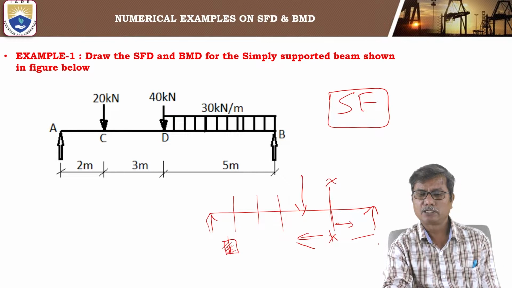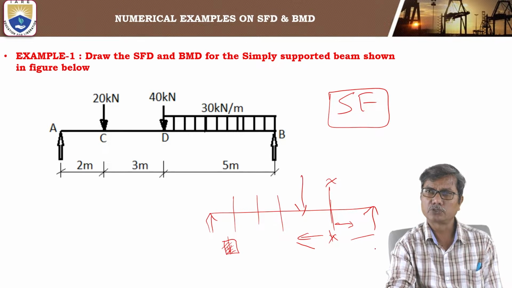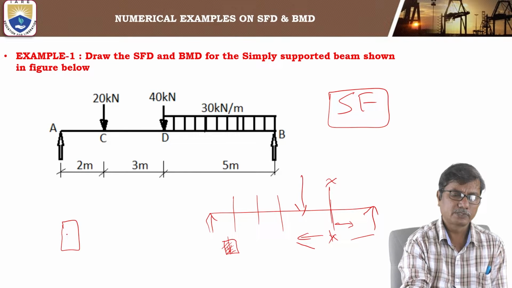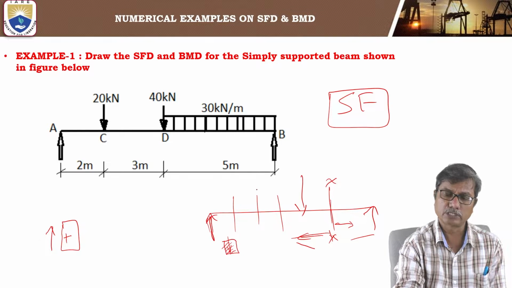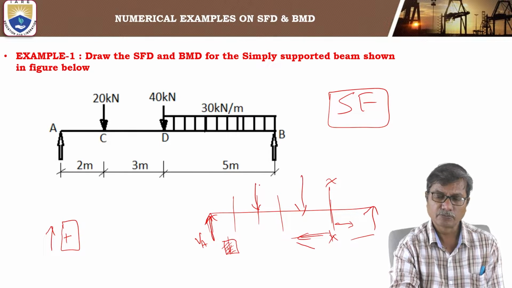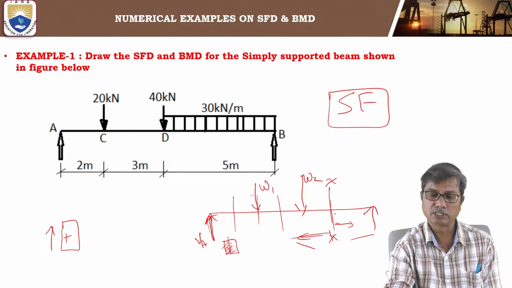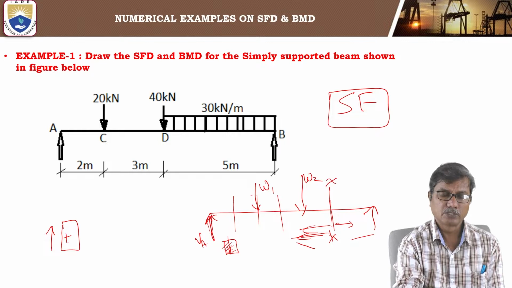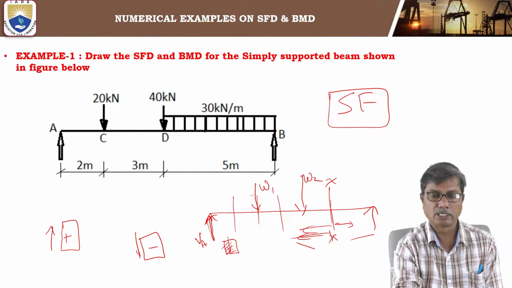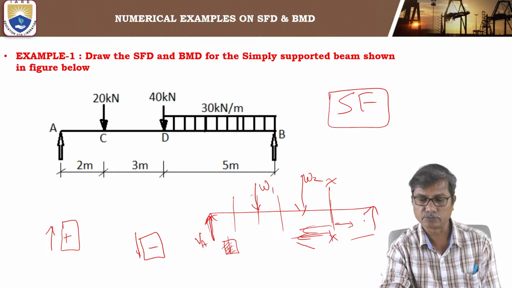Okay, and the sign convention for shear force is: left side upwards is positive. For example, here the reaction at A is upwards and that is positive. The loads W1, W2, etc. are downwards, which are to the left of the section. So left of the section downwards is negative and left of the section upwards is positive.